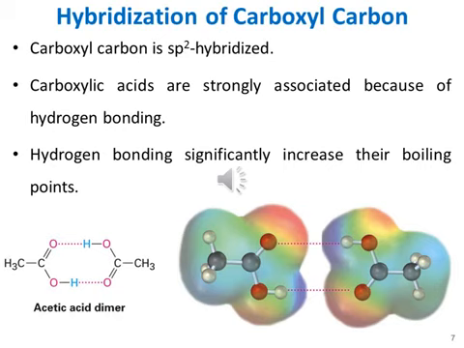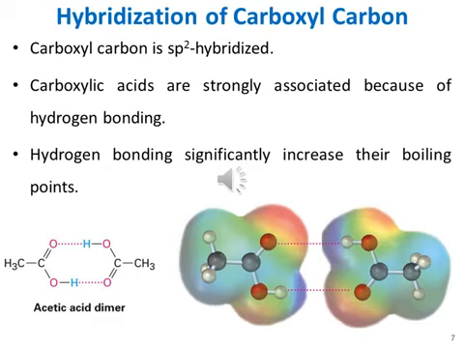However, in the solution form, acetic acid molecules usually exist in the form of a dimer, as I have shown on this slide. This hydrogen bonding has a significant effect on the boiling point. This is a very important point, my dear student: the hydrogen bonding that exists between the hydrogen atom of the hydroxyl group of the carboxylic functional group and the carbonyl oxygen of another carboxylic acid significantly increases its boiling point.